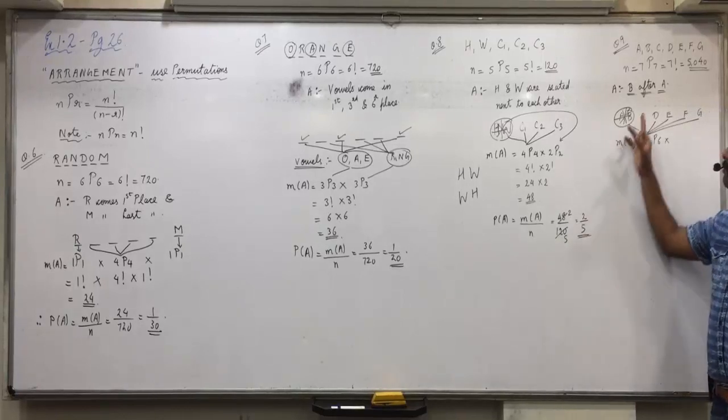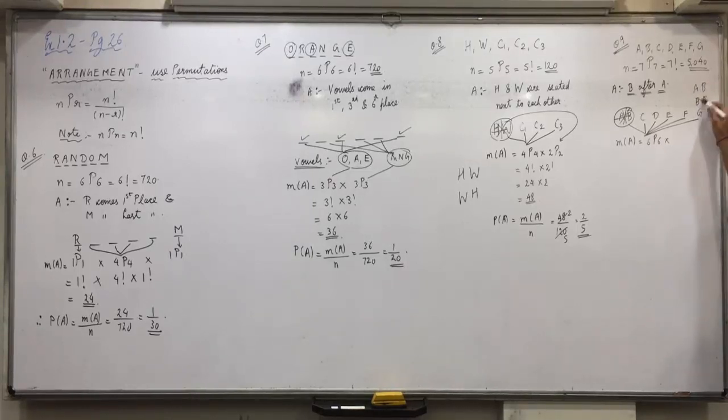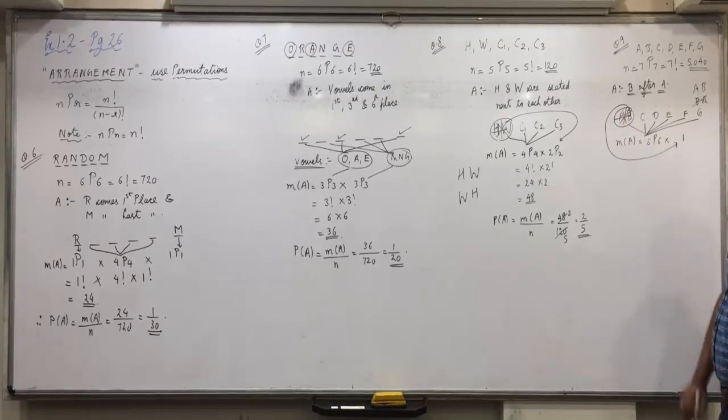But here it is given that B should give the speech after A. So A, B, or B, A, will it be allowed? No. This will not be allowed. It should be A, B only. Means only this one arrangement is possible. 2P2 is not possible. That is A, B. Is everyone clear with it?